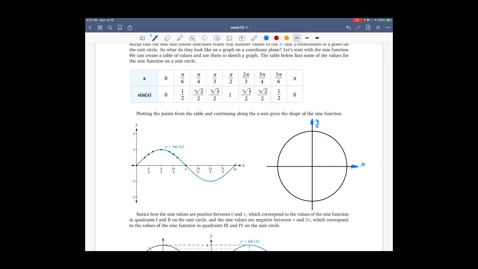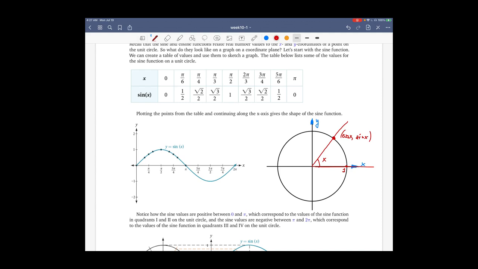So if we have some positive x, for instance, I can draw an angle measuring x radians. That angle will determine uniquely a point on the unit circle, and the coordinates of that point are defined to be cosine x and sine x. That was our definition of these two functions.